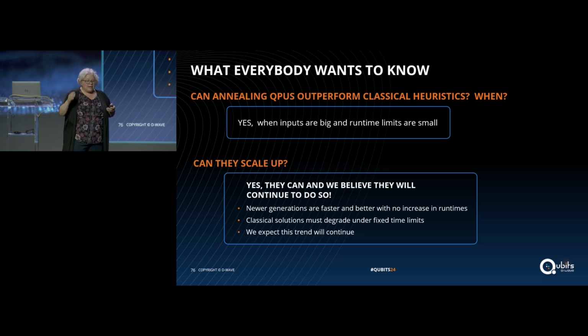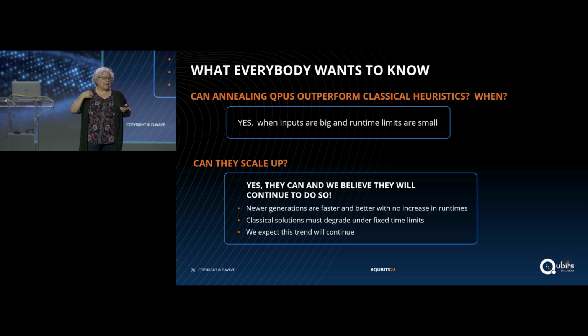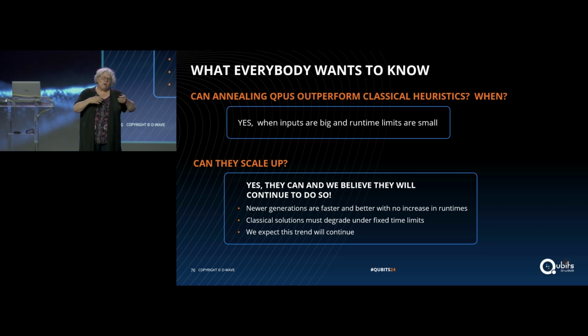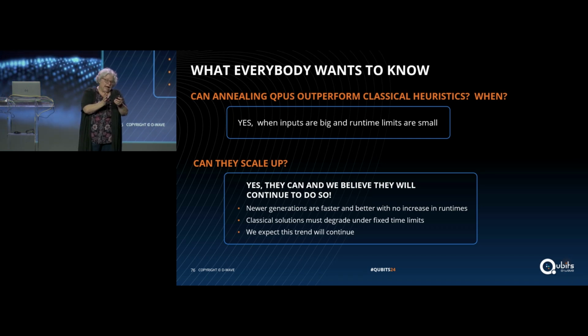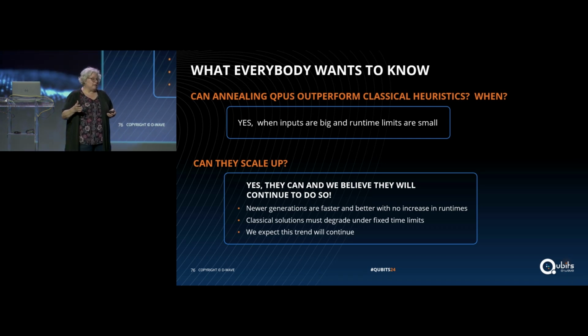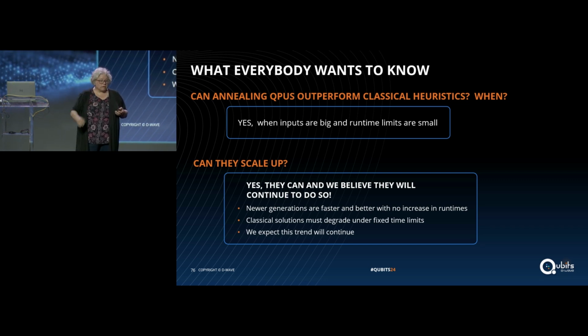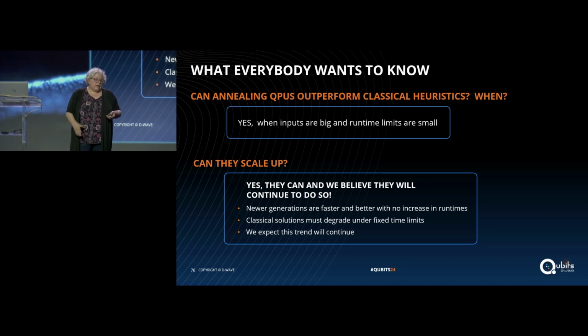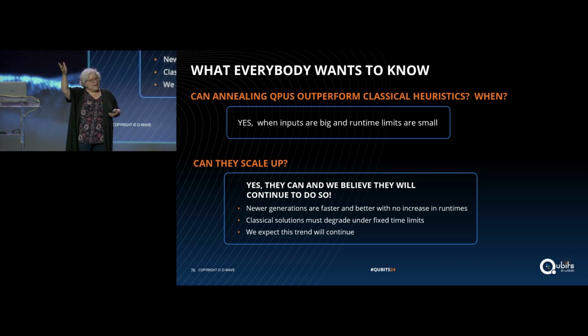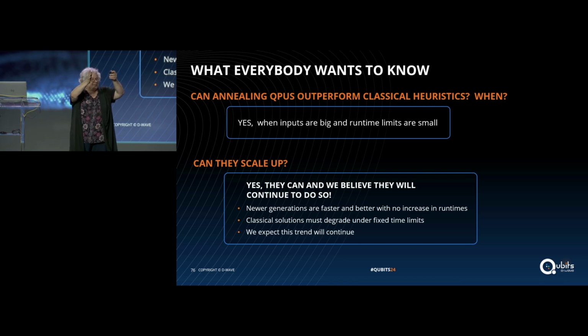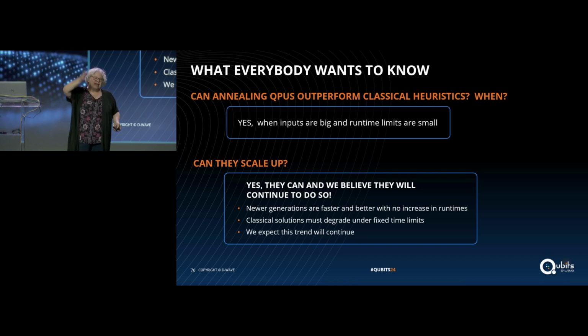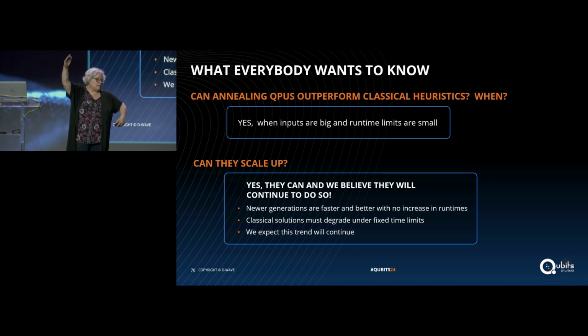So bottom line, can annealing QPUs outperform classical heuristics, and when would that be? What we're seeing, if you look at the whole body of research, is that when the inputs are large and the runtime limits are quite small, those are the cases where we see quantum annealing systems returning better approximation solutions than classical. And so can they scale up? Yes. That suggests that the bigger the problem and the same runtimes or shorter runtimes, the better for quantum annealing. It's going to relatively beat classical just by standing still.